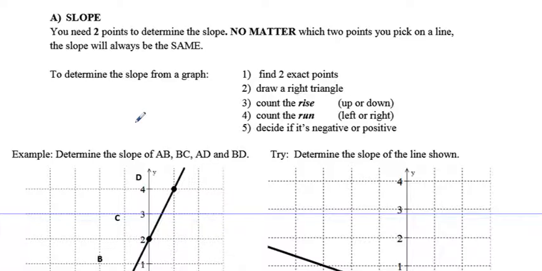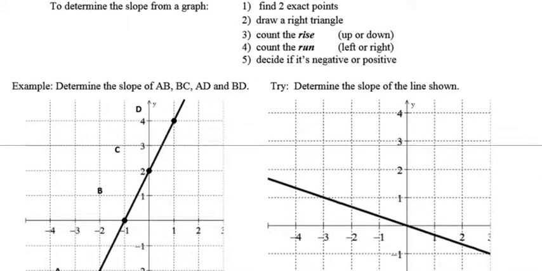You're going to find two exact points. What this means is that you're going to go to your line and pick 2 points that are at the intersection of a grid line. You see how this point here was chosen very specifically because it intersected the grid line, and we could see, oh, if we go back and try to identify the coordinates of that point, it's easy.